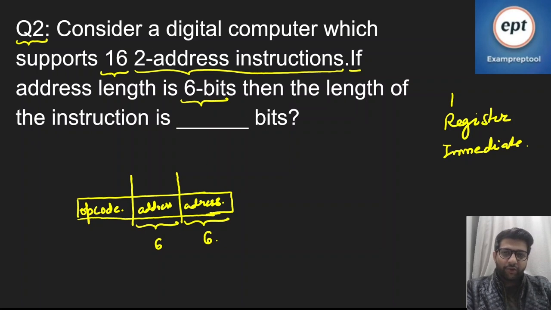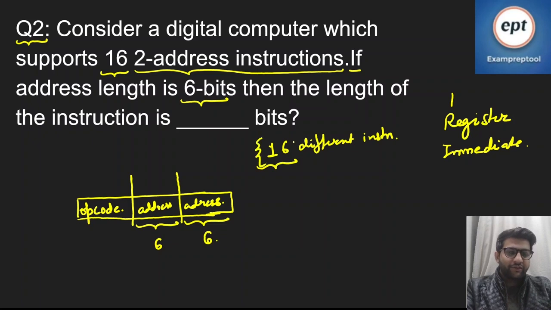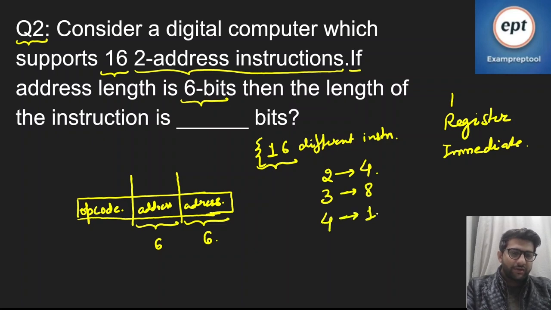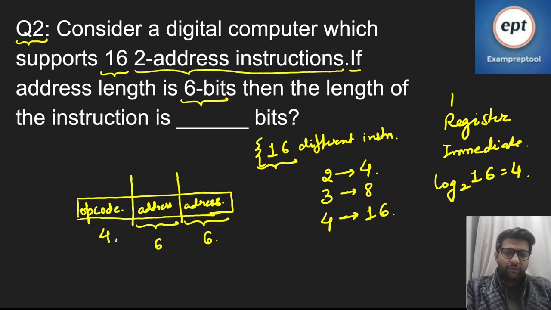Now it is also saying that it supports 16 different types of instruction. So how many bits do we require to represent 16 different values? 2 bits represent 4 different values, 3 bits represent 8 different values, and 4 bits represent 16 different values. We can calculate this by log base 2 of 16, which is 4. So we need 4 bits for the opcode.